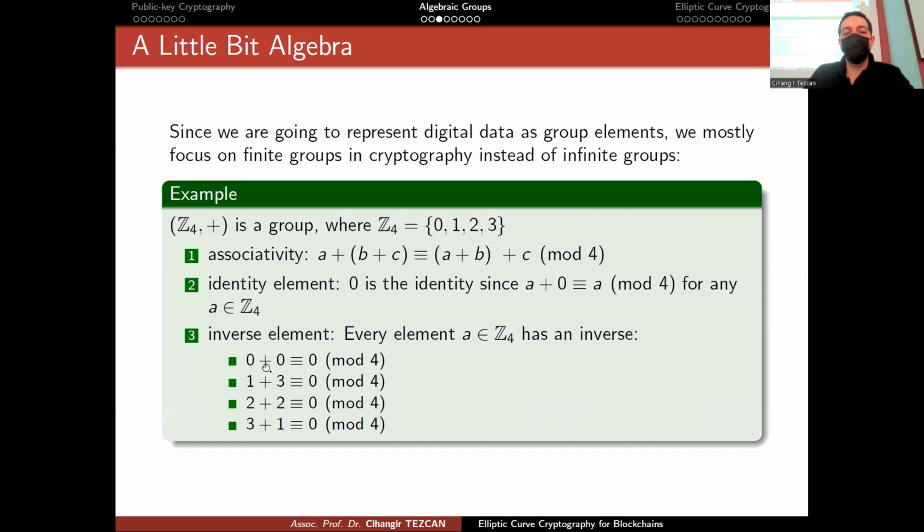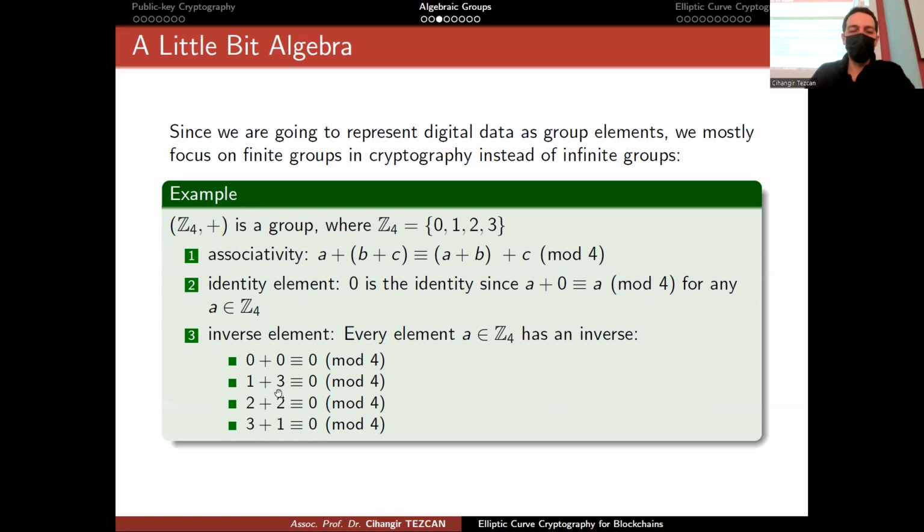So 0 has the inverse 0, because when you add them, you obtain 0. 1 has the inverse 3, because if you add them, you end up with 0. 2 is its own inverse, 2 plus 2 is 0. And 3 has the inverse 1. As you can see from here, this is a commutative group. Okay, so every element has an inverse. So Z4 with the addition operation is a group.